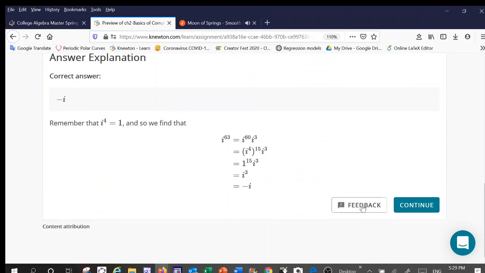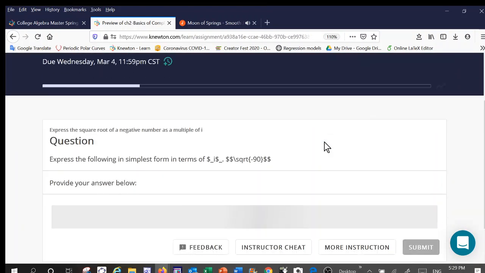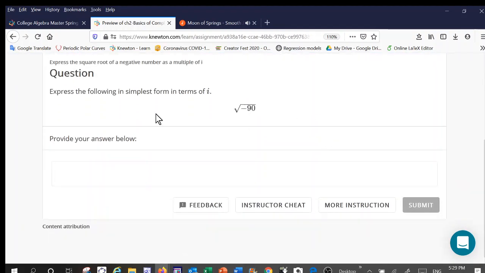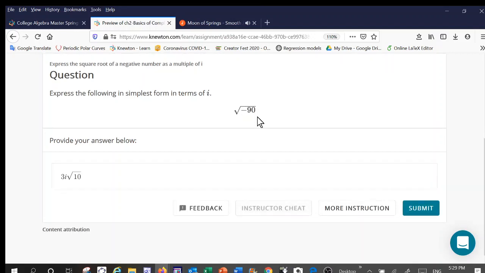All right, so this is basics of complex numbers. It says express the following in simplest form in terms of i. Well, simplest form means you bring the negative out as i and simplify the square root of 90. Now, square root of 90, what does it have in it? Well, square root of 90 is 9 times 10. So 9 comes out as 3, and then negative comes out as i, so we get 3i square root of 10.